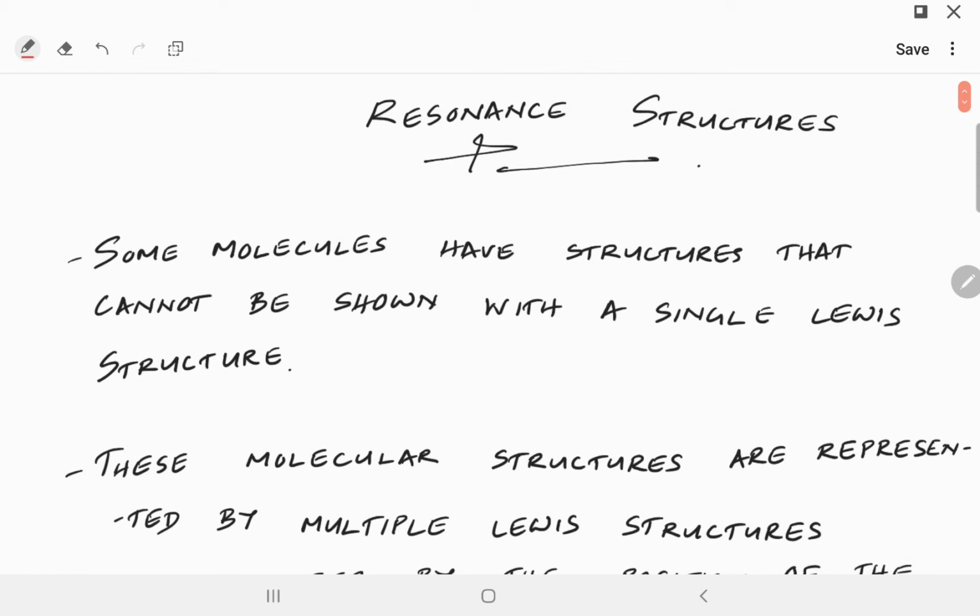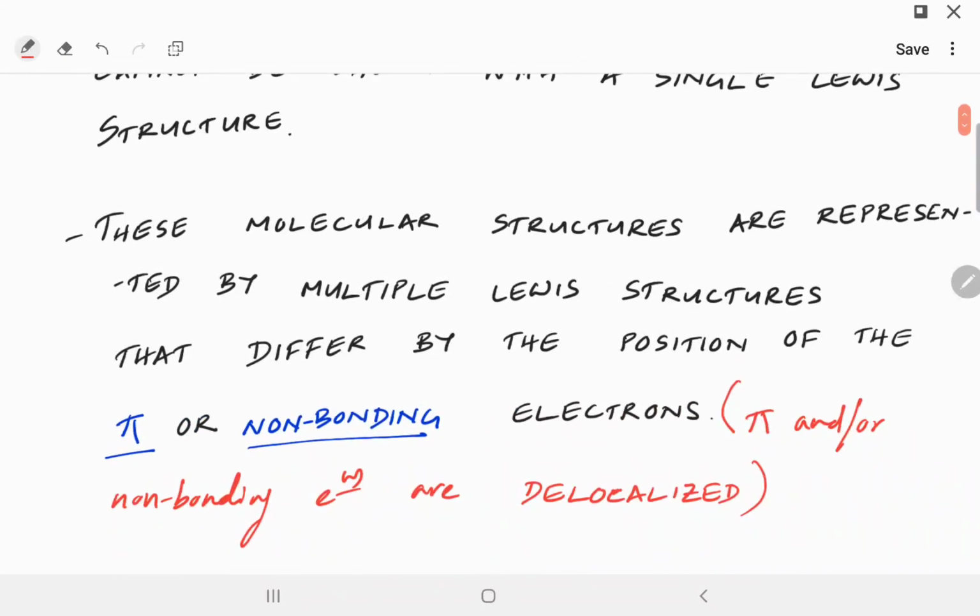So especially in organic chemistry, we see certain molecules that have structures that cannot be shown with a single representation. Most of the times these molecules or chemical compounds have a hybrid structure that is basically an average of multiple Lewis structures. These multiple Lewis structures that resemble the overall structure differ from each other primarily through the position of their pi or non-bonding electrons. So basically, these multiple Lewis structures that represent the same molecule, we call them resonance structures.